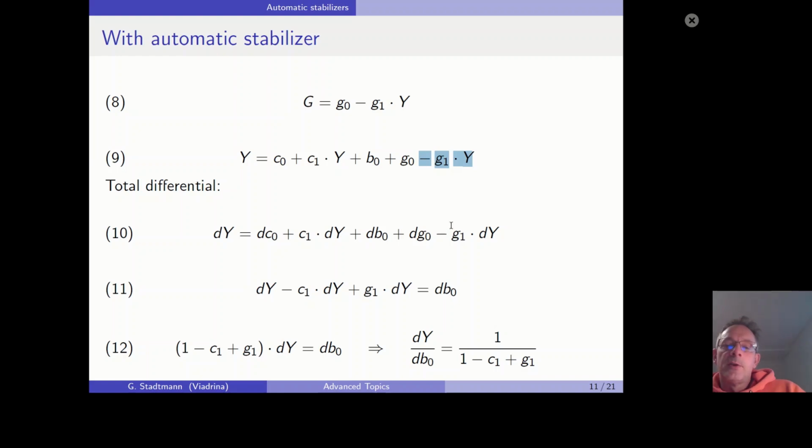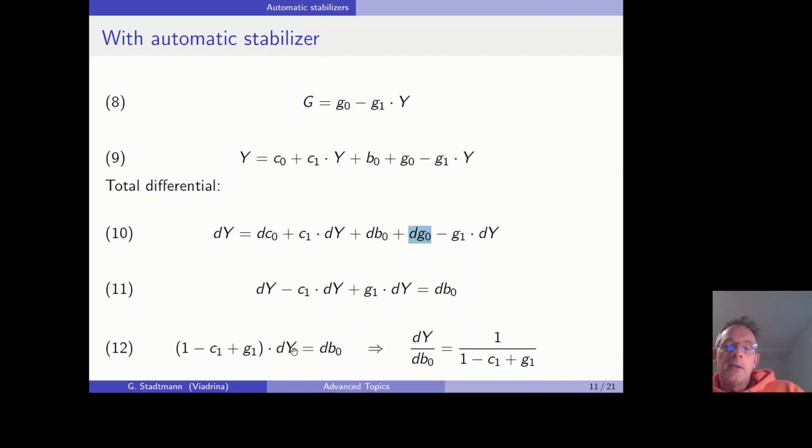We take the total differential, and once more we are assuming that this variable is constant, and also that variable is constant, so that the changes are equal to 0. We put C1 dy on the left hand side, and it pops up with a negative sign, and we also put minus G1 dy on the other side of the equation, and now it pops up here with a positive sign.